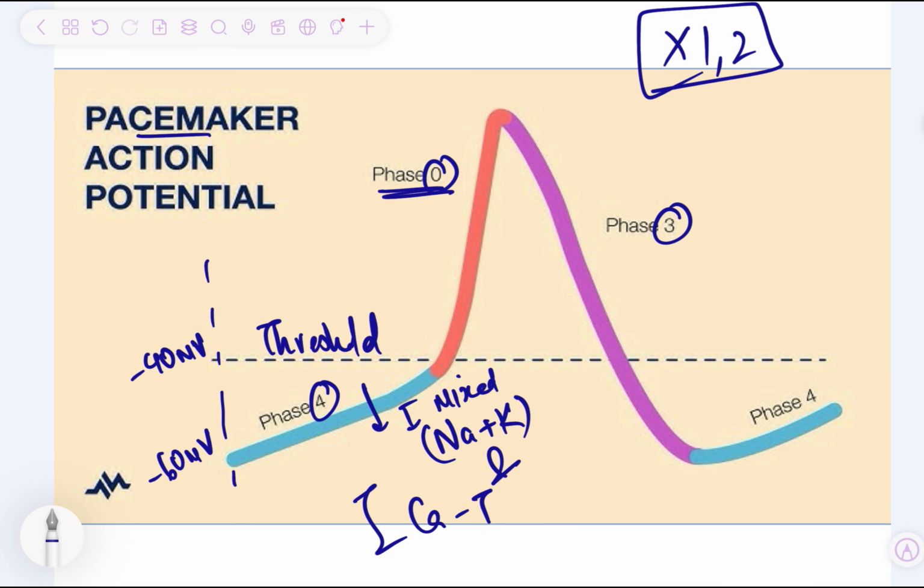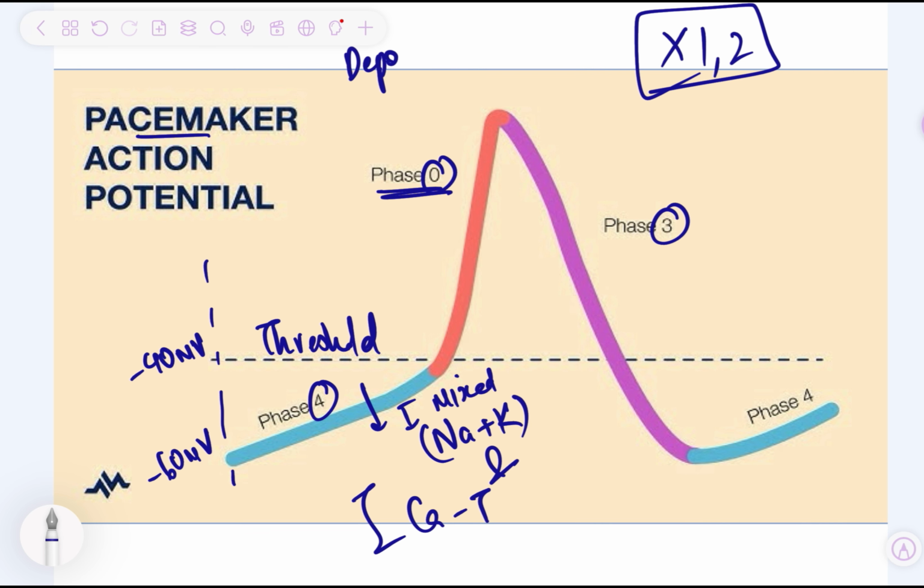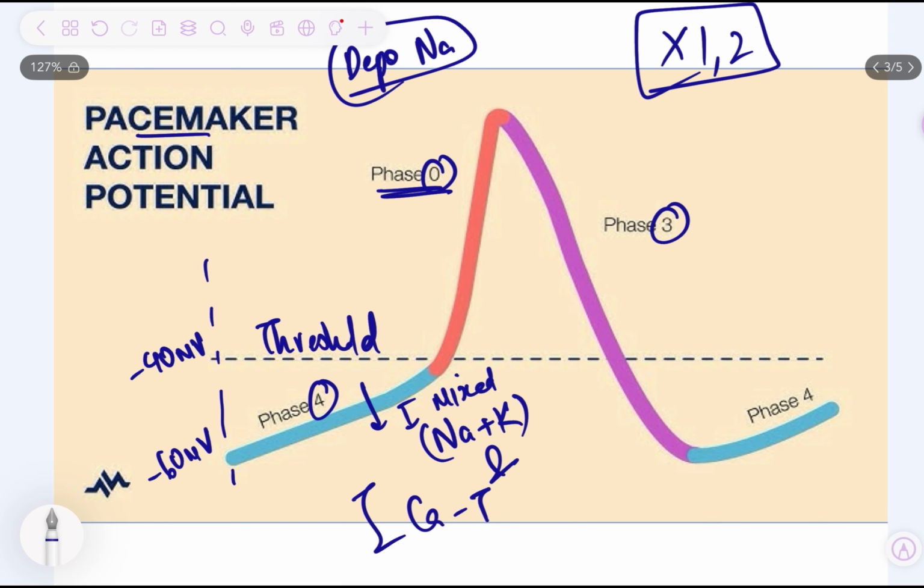As a matter of fact, we know that depolarization in a neuronal action potential or even a myocardial action potential happens because of influx of sodium, right? But in pacemaker action potential, the depolarization in phase 0 happens because of influx of calcium. Here, specifically, it's going to be L type calcium channels. And you need to remember that these are slow channels.